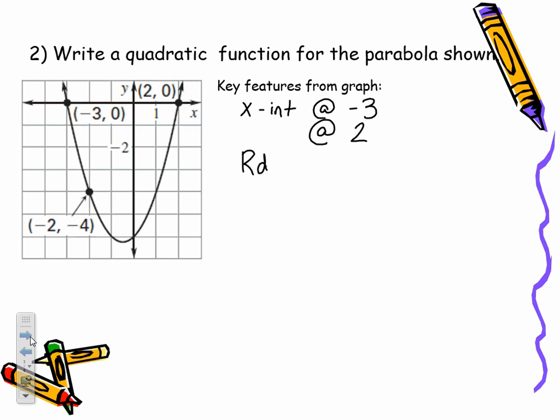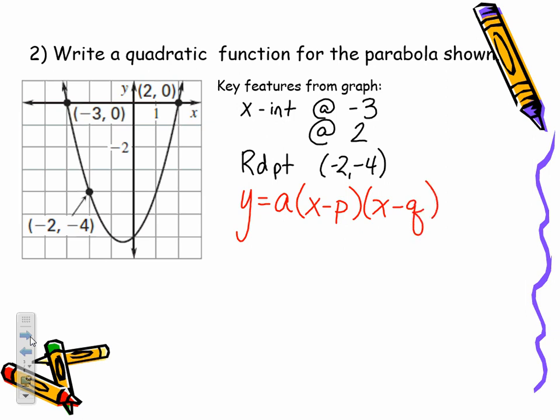And again, I see a random point at (-2, -4). So I have x-intercepts this time. That's the clue that I'm going to use intercept form here to write this equation. So y equals a, something I don't know, times (x minus p) times (x minus q) is the intercept form general formula, okay? And now we're going to plug in everything we know.